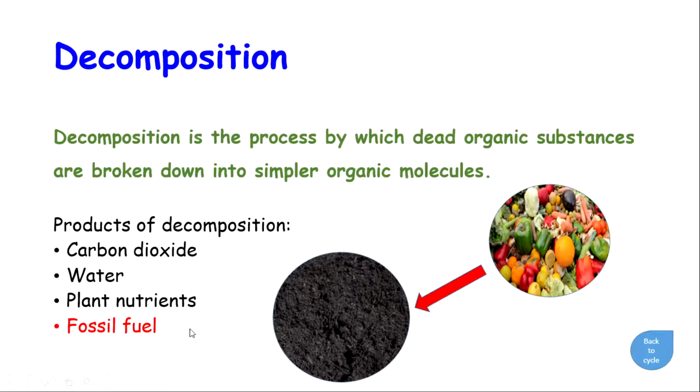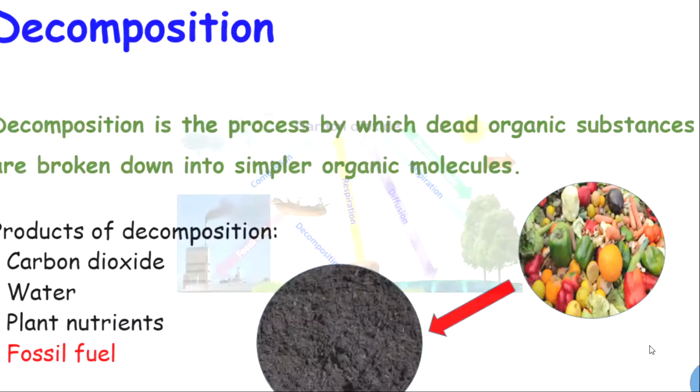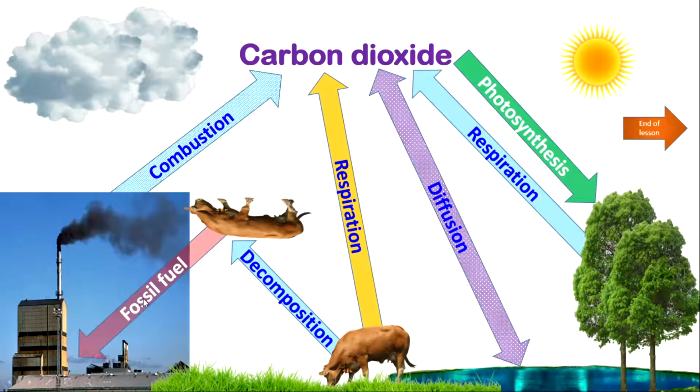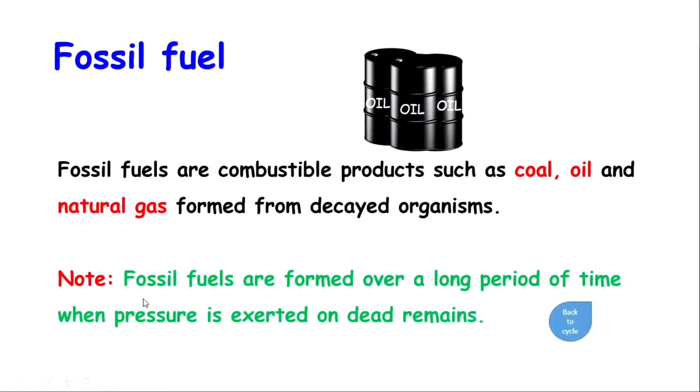But let's go back to the cycle, and look at fossil fuel a little bit, just to see what's happening there. So let's check out fossil fuel. Now, fossil fuels are combustible products, which means they can catch fire. They can ignite. Examples include coal, oil, and natural gas. And of course, they are formed from decayed organisms.